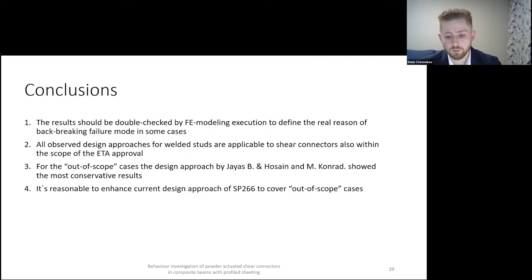If we will not pay so much attention to some slim cases, it means that all approaches that were made for welded studs are applicable for nailed connectors also within the scope of the ETA approval, of course. For the out of scope cases, it's better to use JS and Hussein or Conrad's approaches. And according to my private opinion, Conrad is better, and I see the high potential for this to make it universal for all types of connectors and all types of decking. And it means that our national design code SP266 needs to be updated with some provisions that would cover these blind places that we have right now.